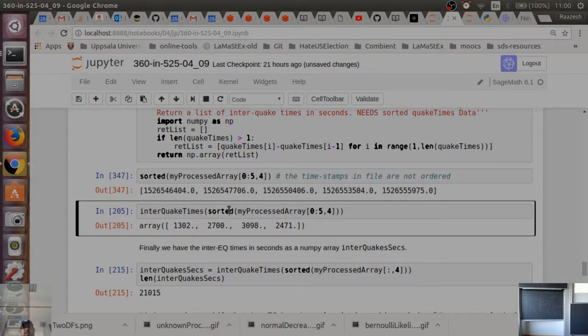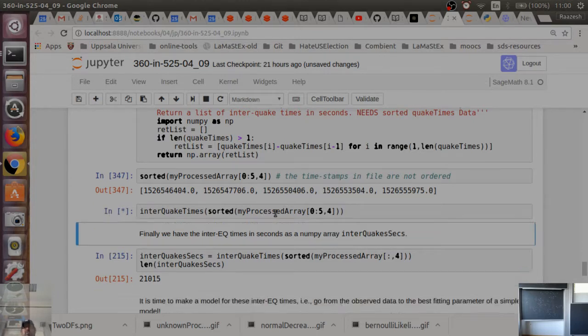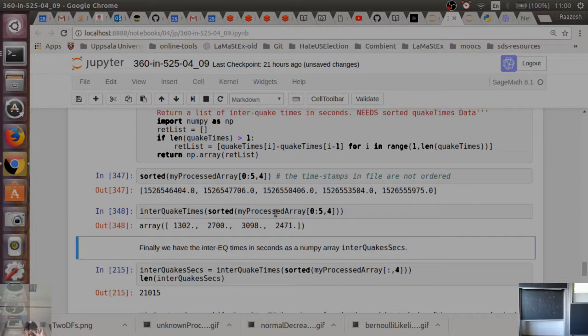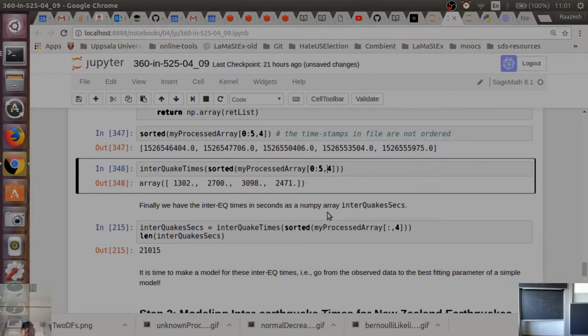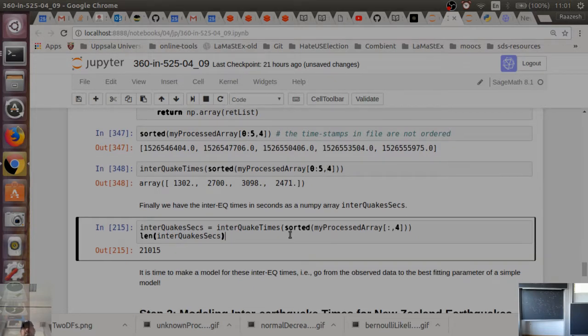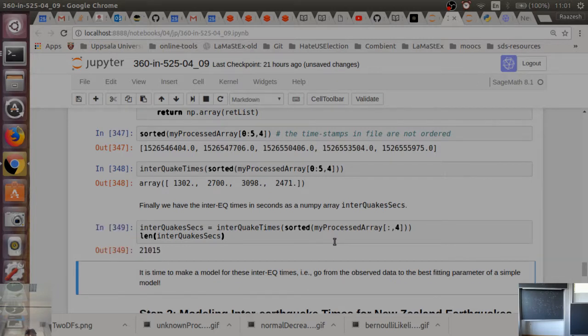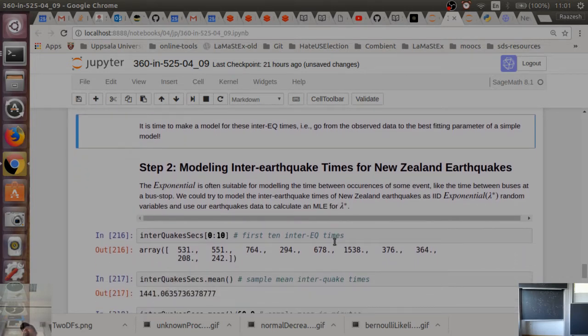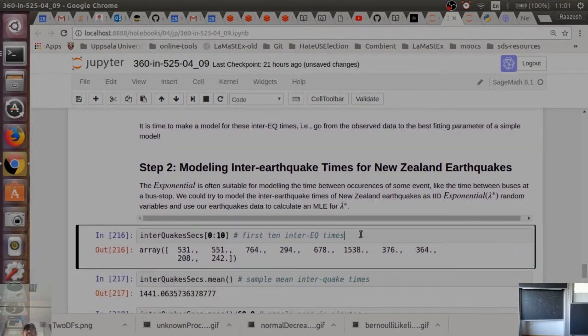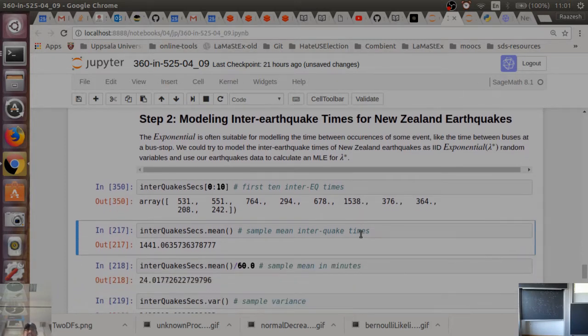So now I have my function, inter-quake times sorted, on my processed array 0 through 4 of the 4th column, which is just the timestamp. So I have my sorted inter-earthquake times. Then I do the same thing for all of it, right? I put a colon, that means it's the whole data, all the rows, and now I get 21,015 inter-earthquake times, each being one timestamp minus the previous one. Is that clear? Yes. So then we look at the first 10, looks all right.